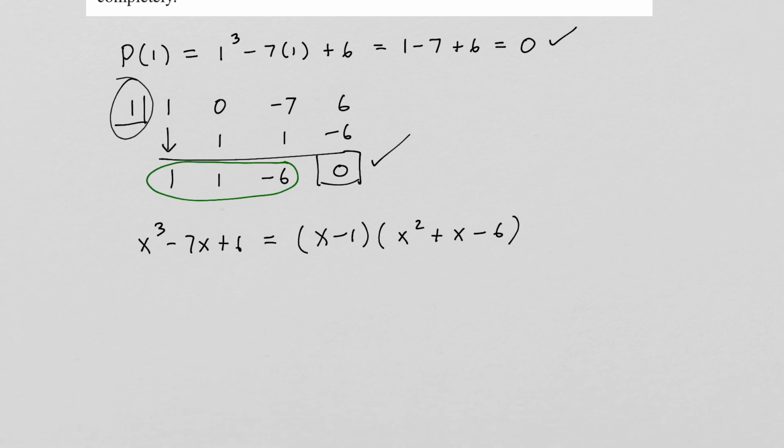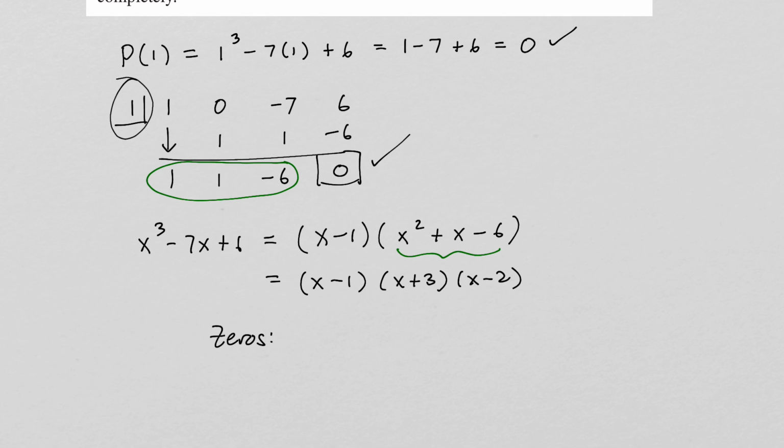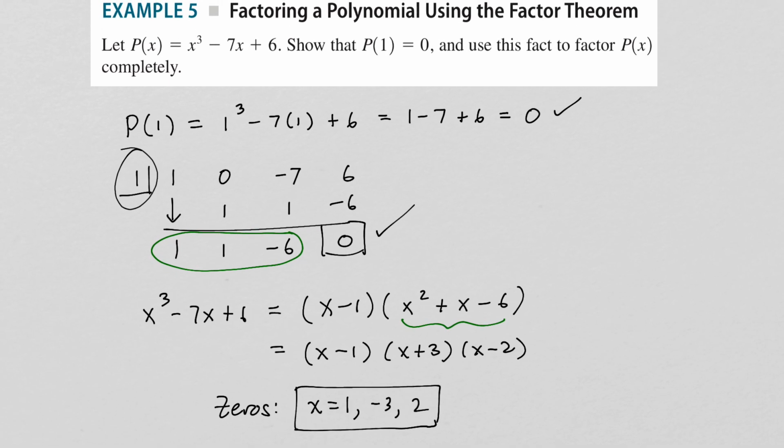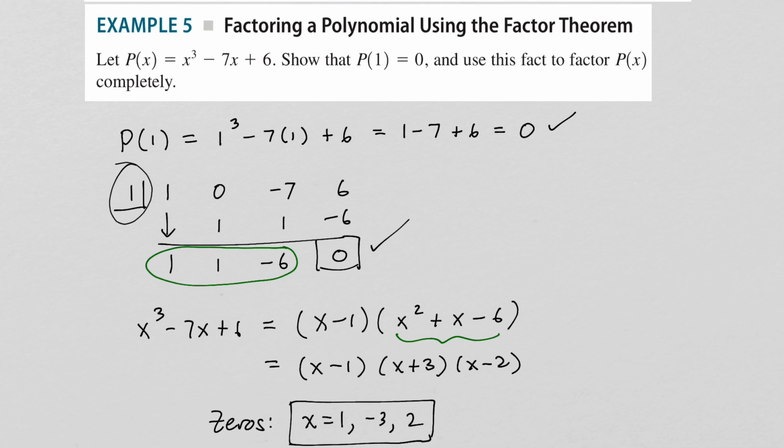But this allows us to find the other zeros of the polynomial, because we know how to factor x squared plus x minus 6. We know that this is x plus 3 times x minus 2. So the other zeros, in addition to x equals 1, are going to be negative 3 and positive 2. And now I have all the zeros of the polynomial. So the factor theorem, along with synthetic division, means that we can use synthetic division to help us factor polynomials. And this is a huge advantage.